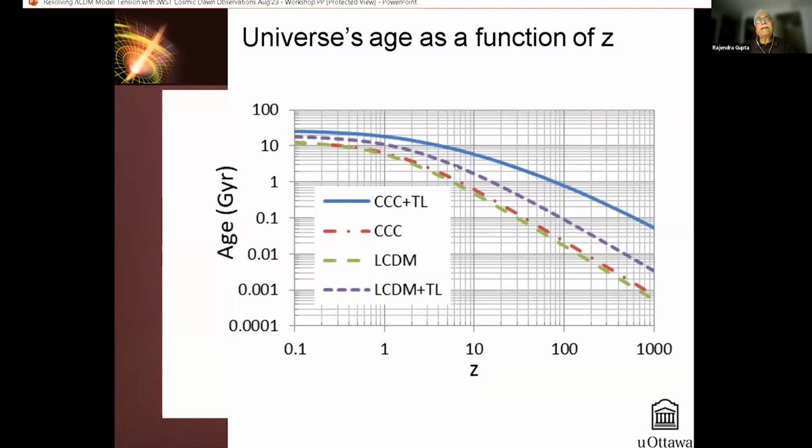Now, if we see the universe age as a function of Z, then we find at Z equal to 10, which is of great interest for the impossible early galaxy problem, it is almost 10 times the age of the universe in the lambda CDM model. So that provides a lot more time for galaxies to develop. Instead of a few 100,000 years, you are talking a few billion years for the creation of these galaxies.